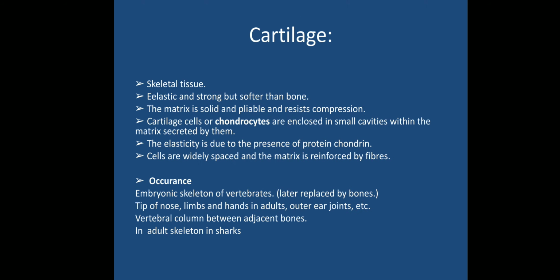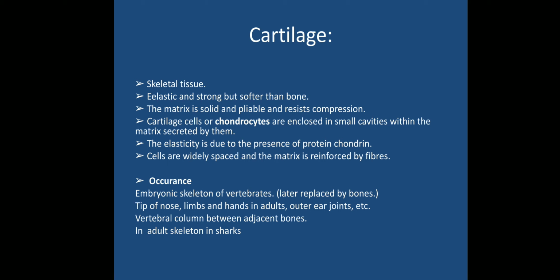Next one is cartilage. Cartilages are not as tough as bones. They are a bit flexible, and they are also skeletal tissue. During the fetal or embryonic stage, at a young stage, a lot of parts of the body are made of cartilage. But later on, during development, cartilages may get replaced by bones. They are elastic and strong, but softer than bone. Compared to bones, they are more elastic in nature and more stretchable.